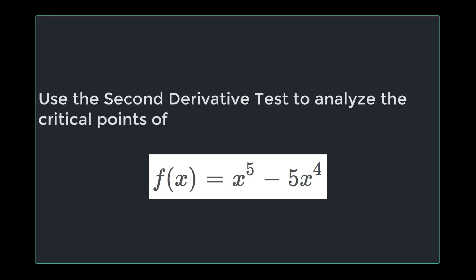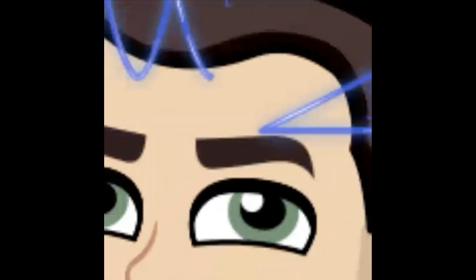The question we're working on today is, use the second derivative test to analyze the critical points of f of x equals x to the fifth minus 5x to the fourth.